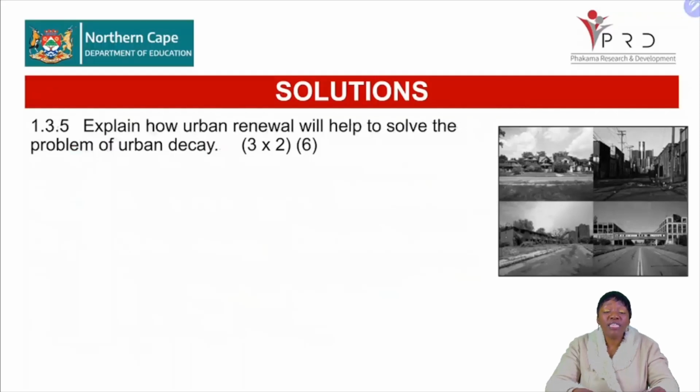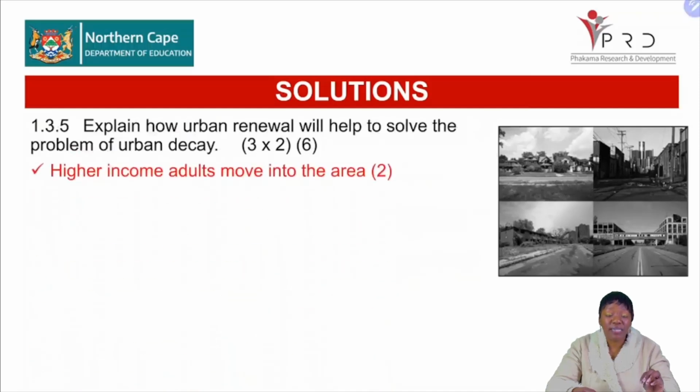Then we're looking at our question 1.3.5. You explain how urban renewal will help to solve the problems in the urban decay. Urban renewal, we're talking about renewing these buildings, but now how is it going to solve this? So the high income adults will move into the area. So if now this area has been renewed, it is now beautiful. It will also attract the people who have high income to come and stay in the area because now it will be renewed and it will be beautiful.